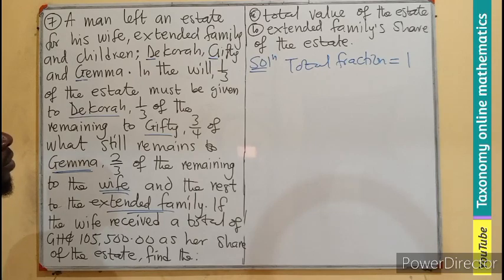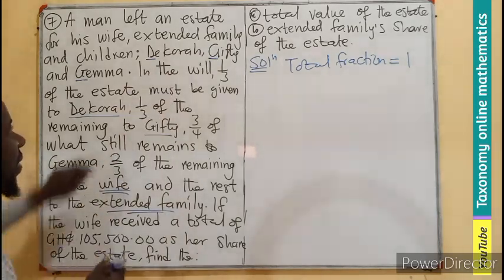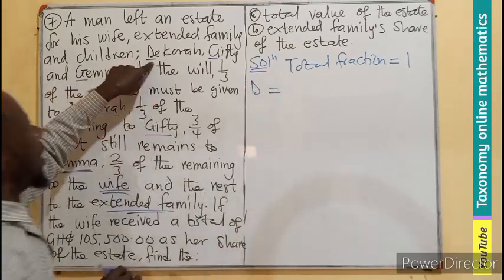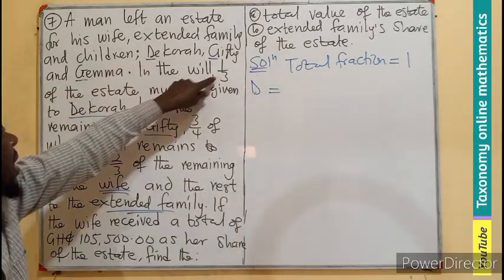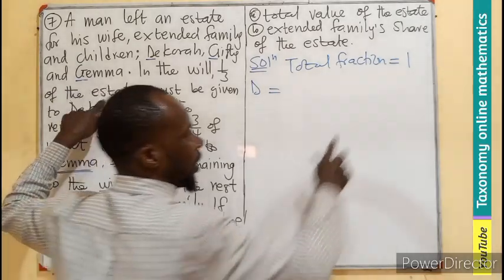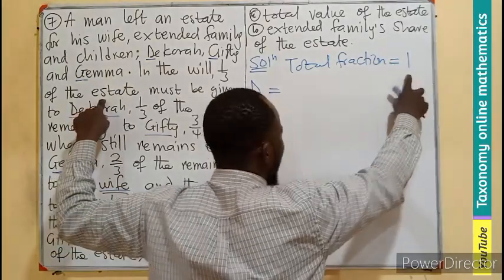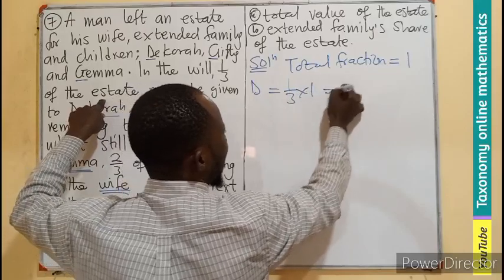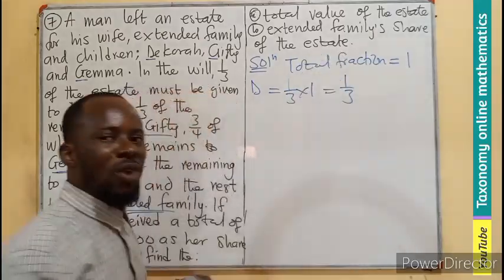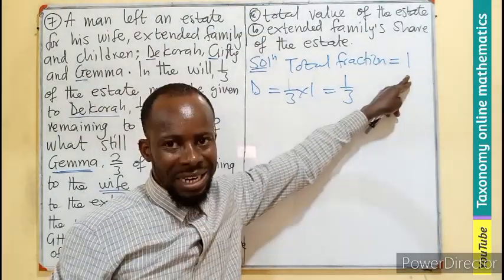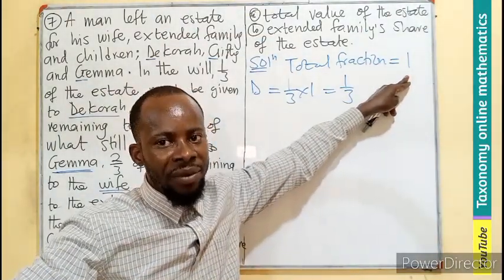Now, in this case, let's take the first person, Decorah. She is taking what? 1/3 of the estate money. Of meaning multiplication. Of what money? This is the total money in terms of fraction. So you'll be taking 1/3 times 1, which will still be 1/3. So she's taking 1/3 out of 1, because that's the whole of the money they are sharing.